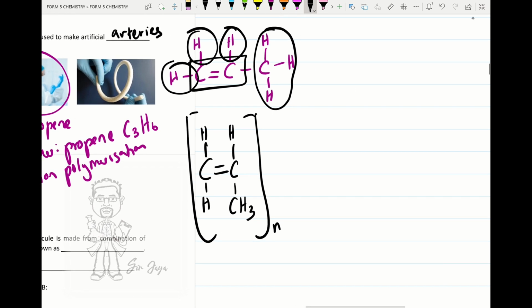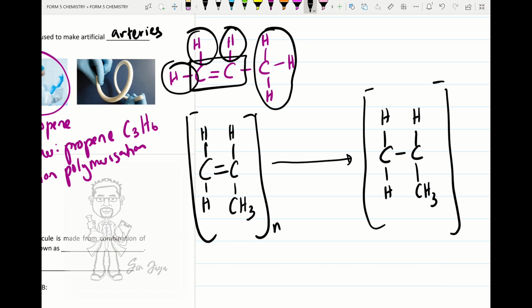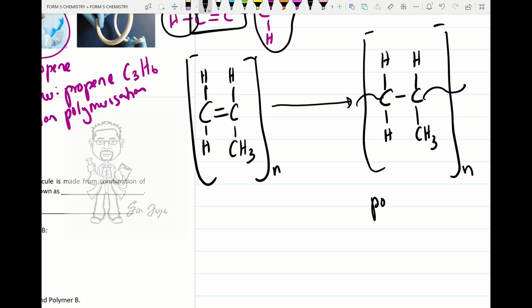Right, so during addition polymerization, the C double bond covalent bond will break and form a single covalent bond. The structure we follow exactly like the monomer. We open bracket, close the bracket, and put the symbol here. So we draw like this. This is the chemical equation for the formation of polypropylene, and the type of reaction is known as addition polymerization. All right, so we move on to the next part.